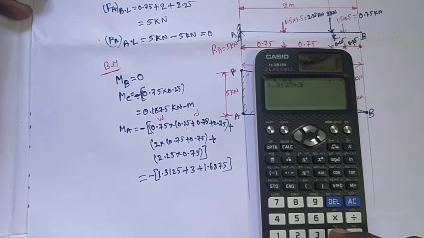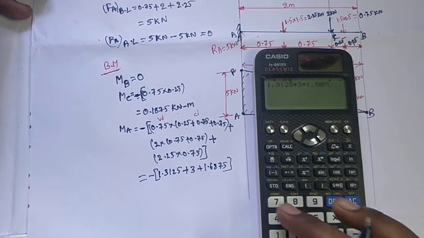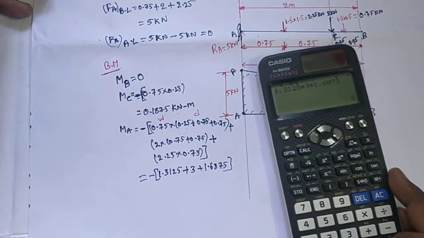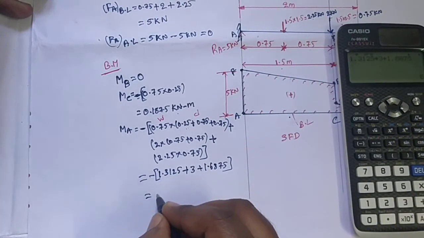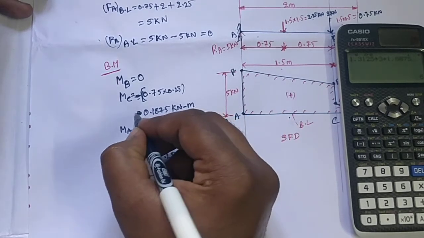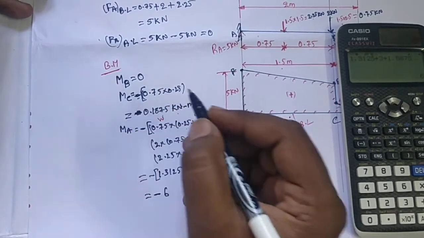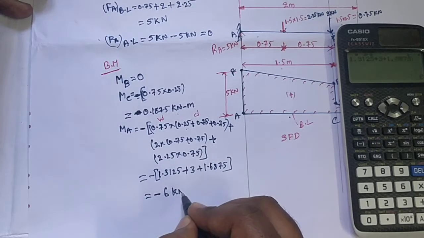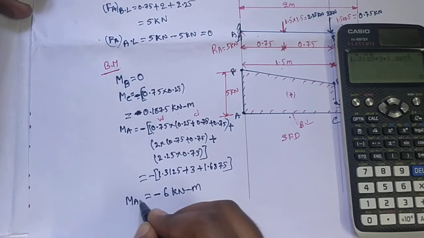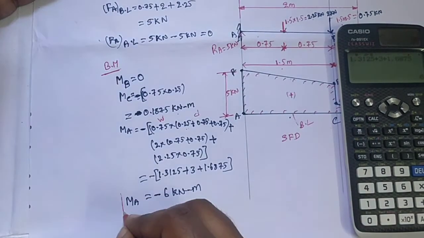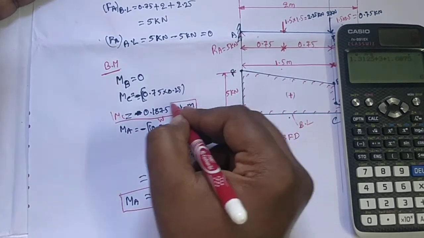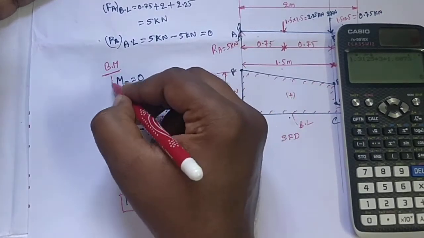1.3125 plus 3 plus 1.6875, the total value is 6 kilonewton meter. The value is negative, so minus 6 kilonewton meter. It is the value of bending moment at point A. Similarly, we find the bending moment at point C and the bending moment at point B.